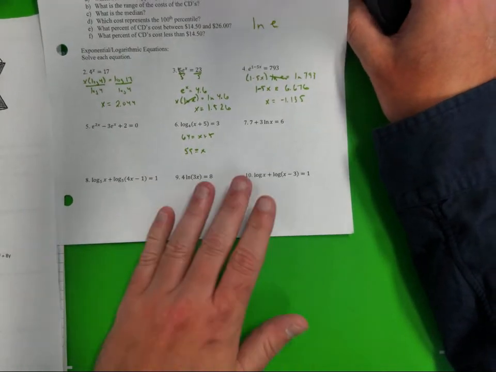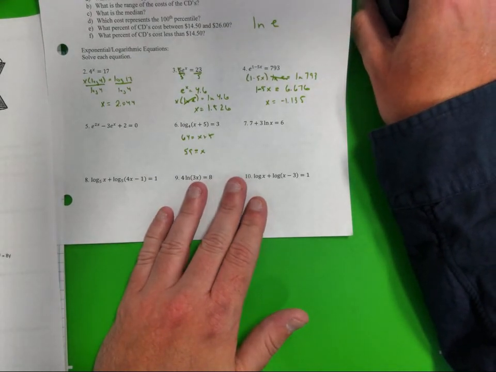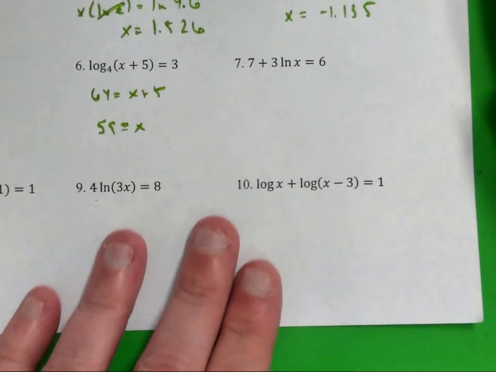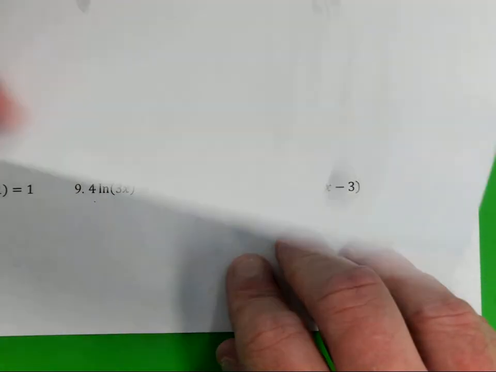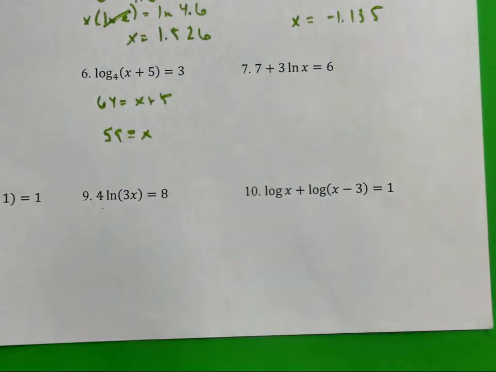Looking at number 7. Okay, what type of equation is this, guys? It does involve a natural log, but what type of equation? It's logarithmic. Very good. It's a logarithm. In terms of logarithm, it's a natural log. How many natural logs do we have in that problem?